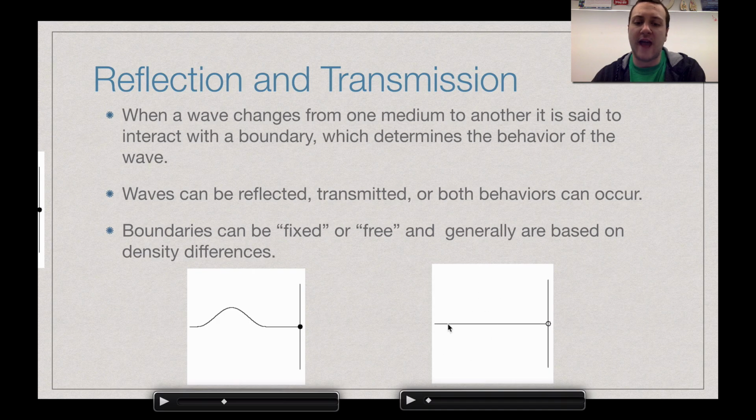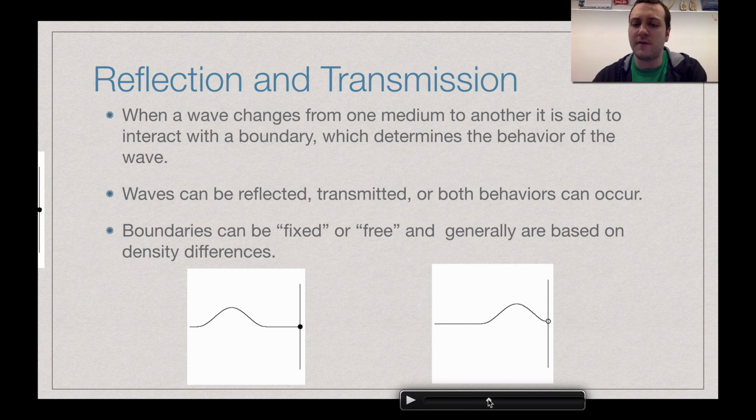Now, when we look at a lower density or a free boundary, note the circle here is not filled in, so this would be a free boundary. Same deal. We're going to send in a pulse from left to right. This wave pulse will now hit the lower density free boundary, and now that boundary will move based on it having a lower density. So we're going to see that boundary move, and the reflected wave is going to be in phase with the incident wave.